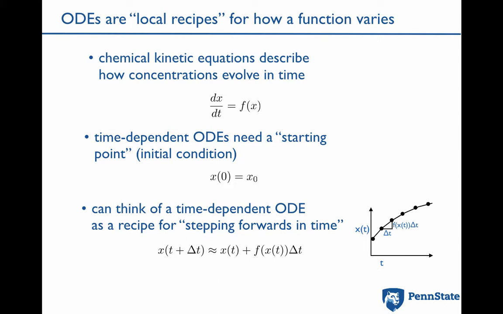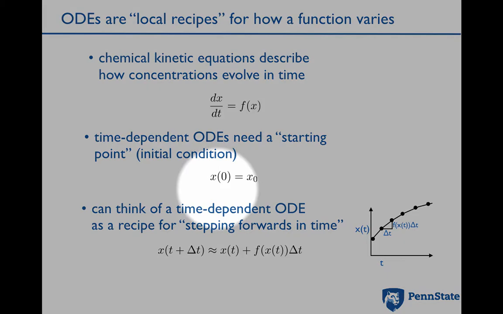And as I said, you can think of this equation as a recipe for stepping forwards in time. In fact, you can think of it very explicitly that way by discretizing the equation, thinking of this as delta x over delta t, and then solving for how x changes in a tiny little time step as being its present value plus the current slope, which is f times delta t, as represented in this little figure here.